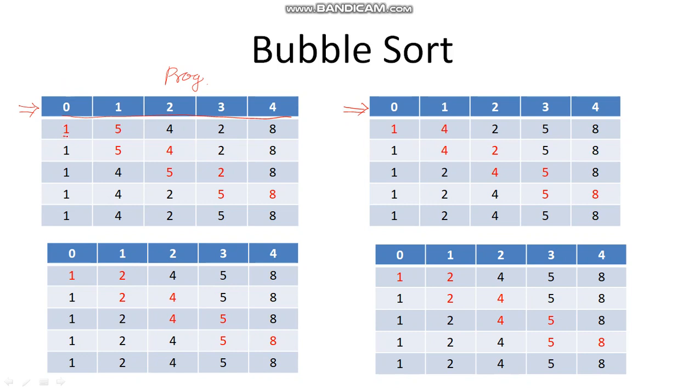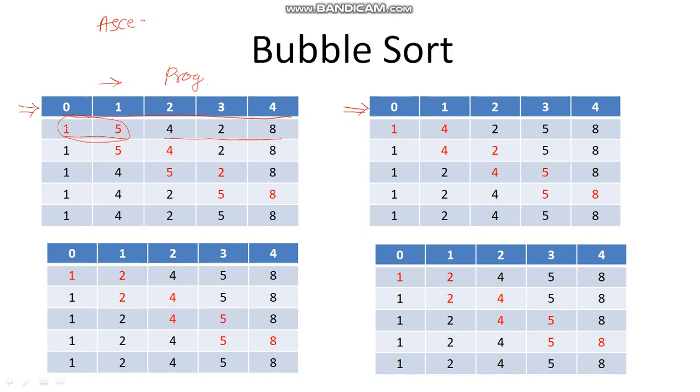Assume that this is the array 1, 5, 4, 2, 8. Every time, 2 consecutive elements are compared with each other, and whichever is larger will go to the later location, if we want to perform the sorting in ascending order. If you want to do it in descending order, then your intention will be different: you try to take the smallest element towards the extreme end. So see here how it is happening for ascending order.